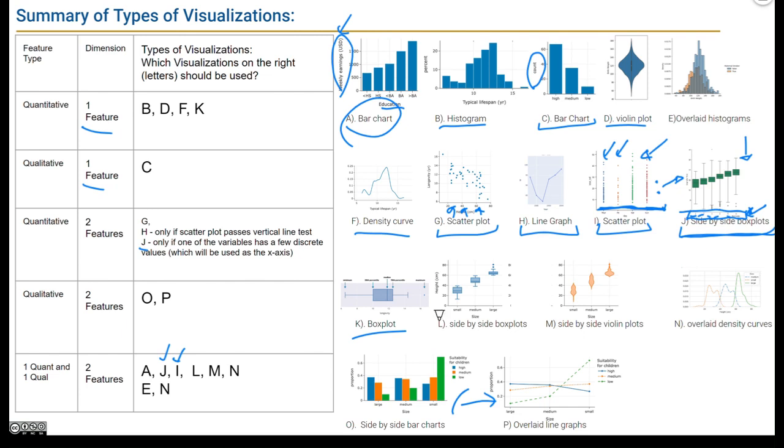Okay, so then, yes, side-by-side box plots here. L, and then M, side-by-side violin plots. Overlaid density curves, again, can be a great option. Overlaid histograms can work depending on if you can see the data clearly. Oh, and I guess I put N twice, so we already know about N. So this gives you lots of tools at your disposal for visualizing data in this class.